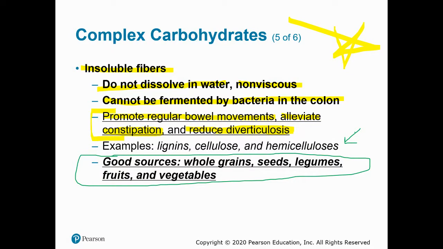So again, we see insoluble fiber much more infrequently as an additive. Really the best and perhaps only way to get insoluble fiber is to eat whole grains, beans, fruits, and vegetables, quite honestly, on a daily basis, best case scenario at every meal.